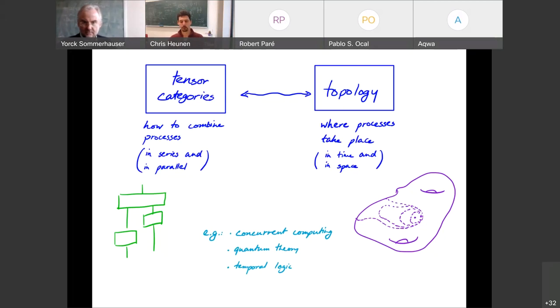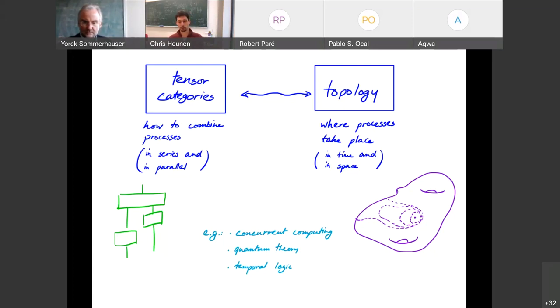And we won't talk so much about applications, but this finds applications in, for example, concurrent computing and semantics for concurrent computing, where various processes in a single processor try and compute on the same input and do so at the same time and sometimes send messages to each other, etc.